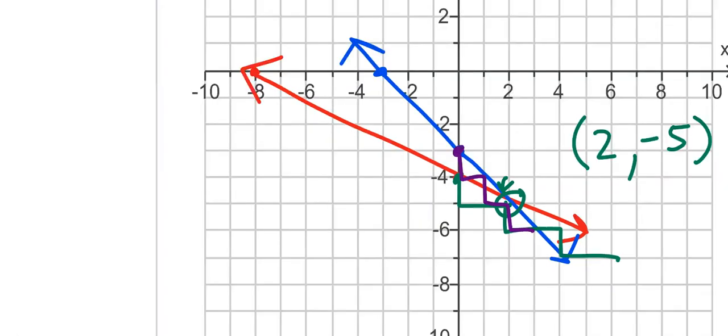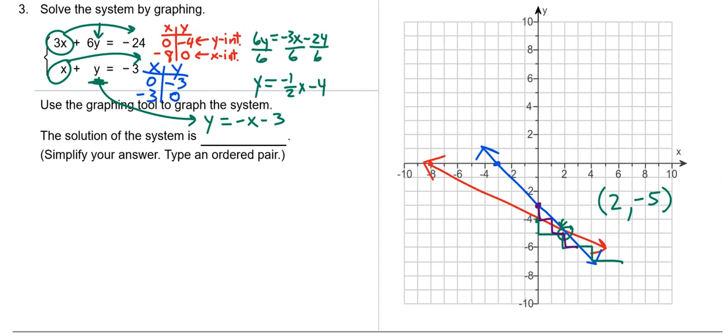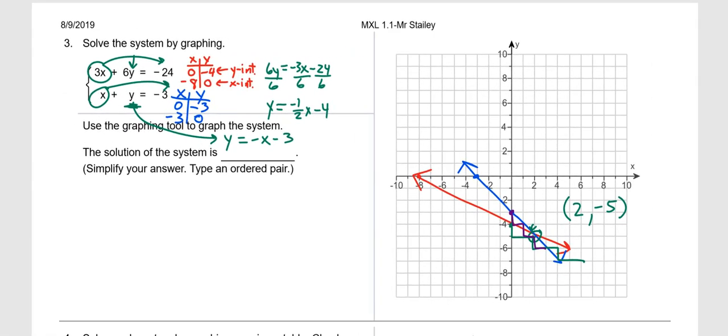So I don't care whether you use x and y intercepts or if you want to change things to the point-slope or the slope-intercept form because you think it's easier to do it that way. It doesn't matter to me. Pick your favorite way.